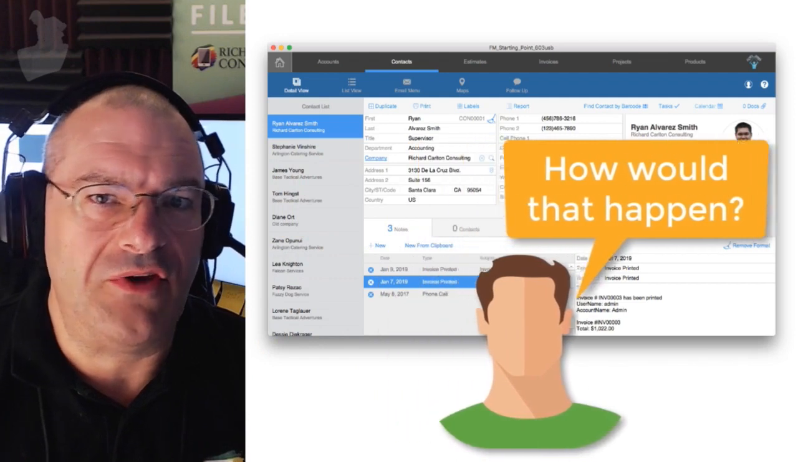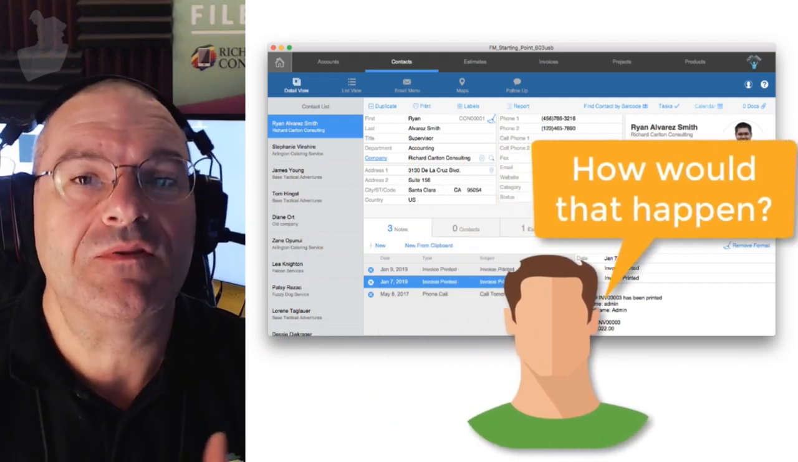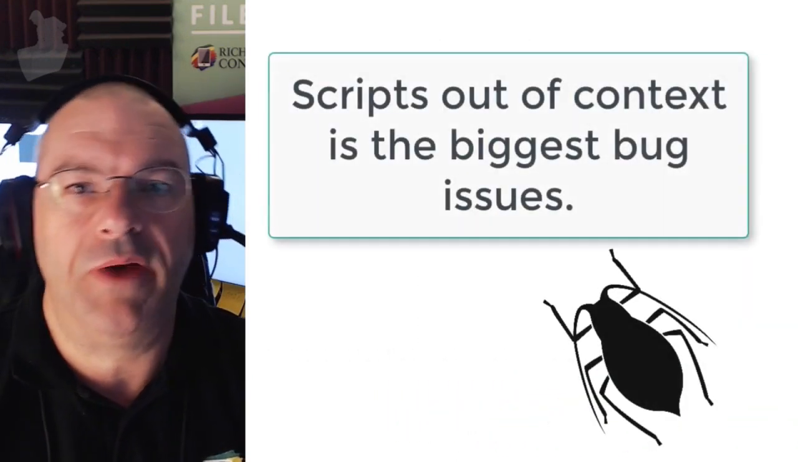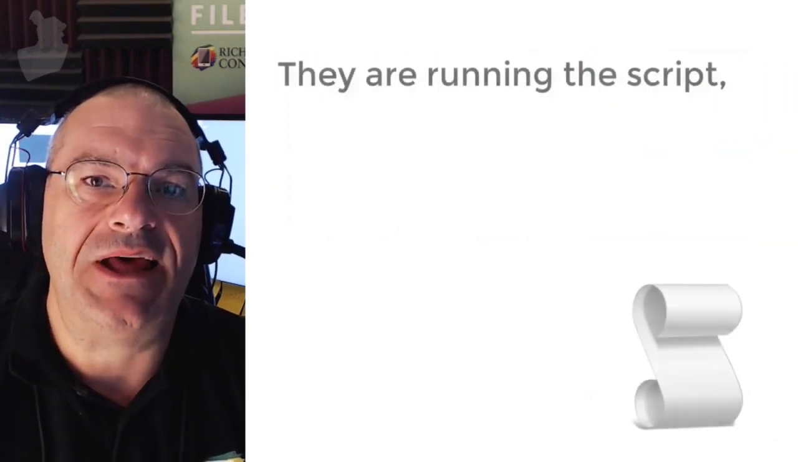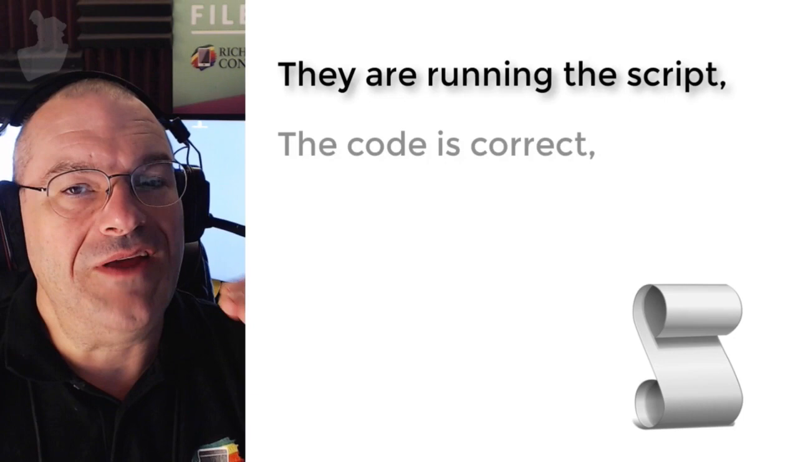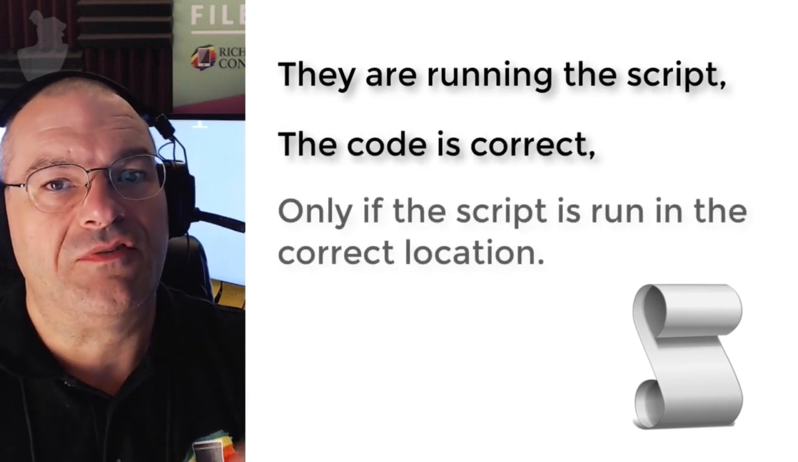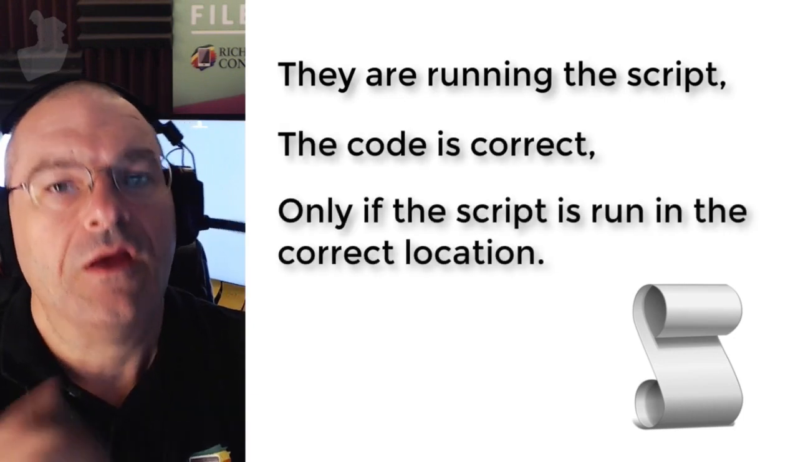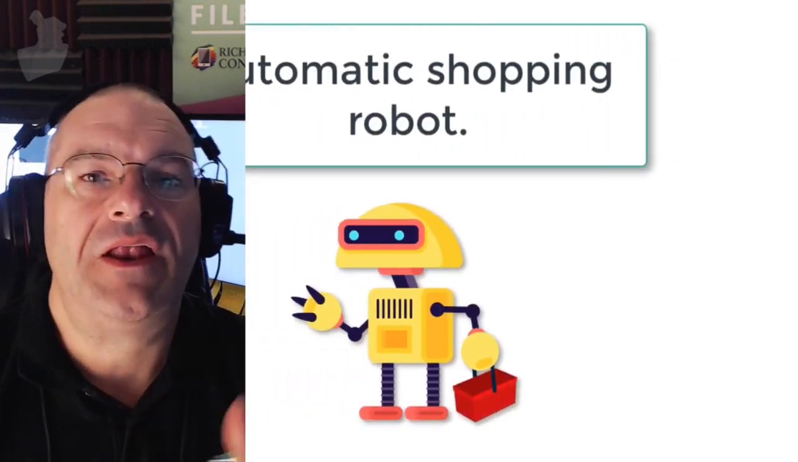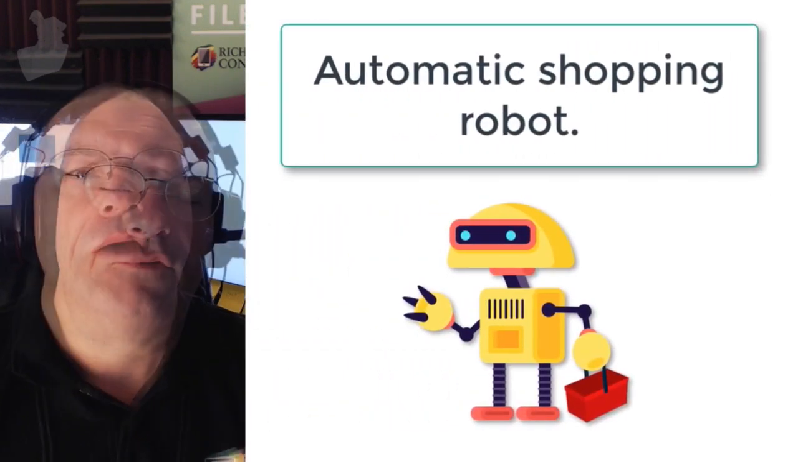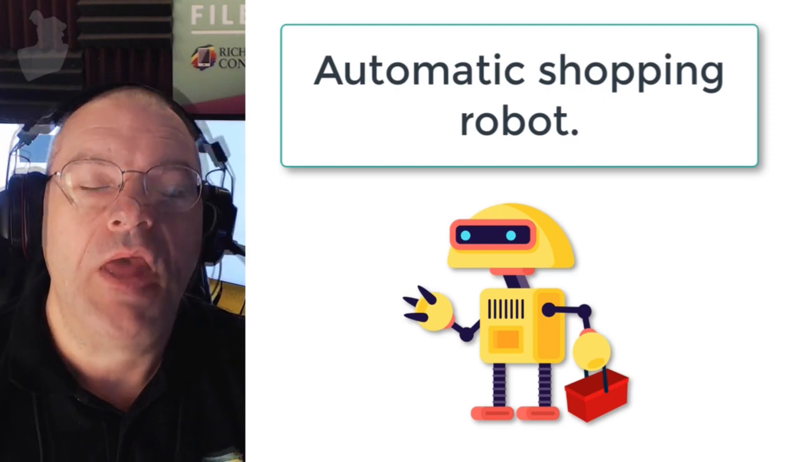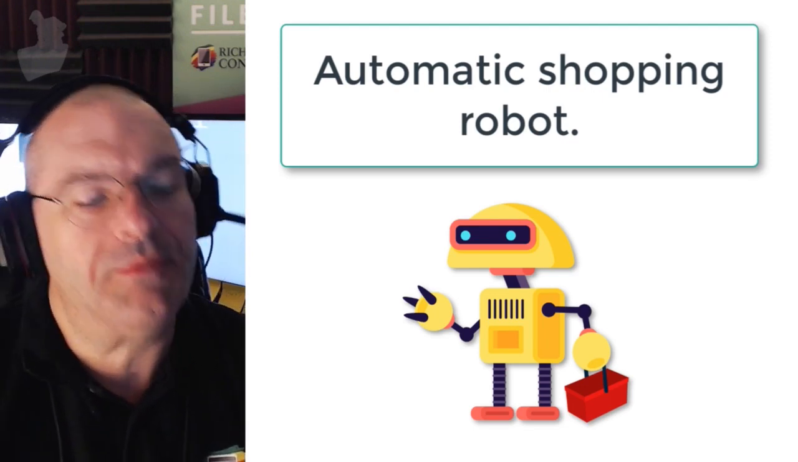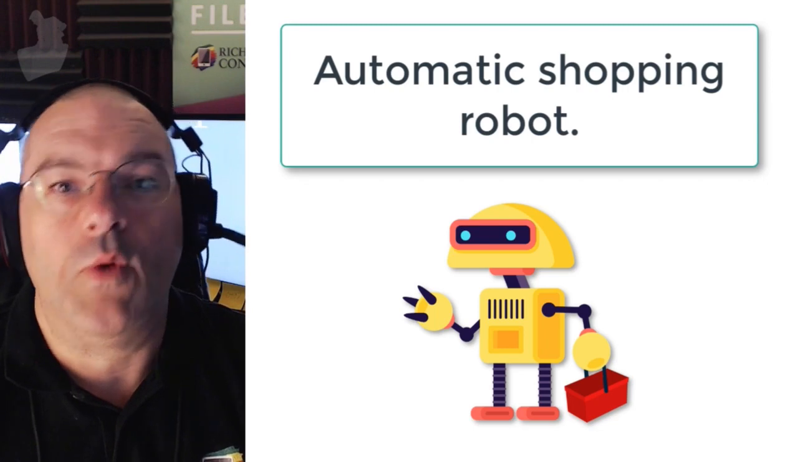And of course, you're asking yourself, well, how would that ever happen? Well, it happens all the time. It's one of the number one bug issues that occur with people trying to debug scripts. And that is that they're running the script. The code is correct if the script starts in the correct location. So let me give you an example. Say that I write a computer program for an automatic robot to go shopping at my local grocery store. It's a new product for this new venture capital company, and all you have to do is tell it what to go get.